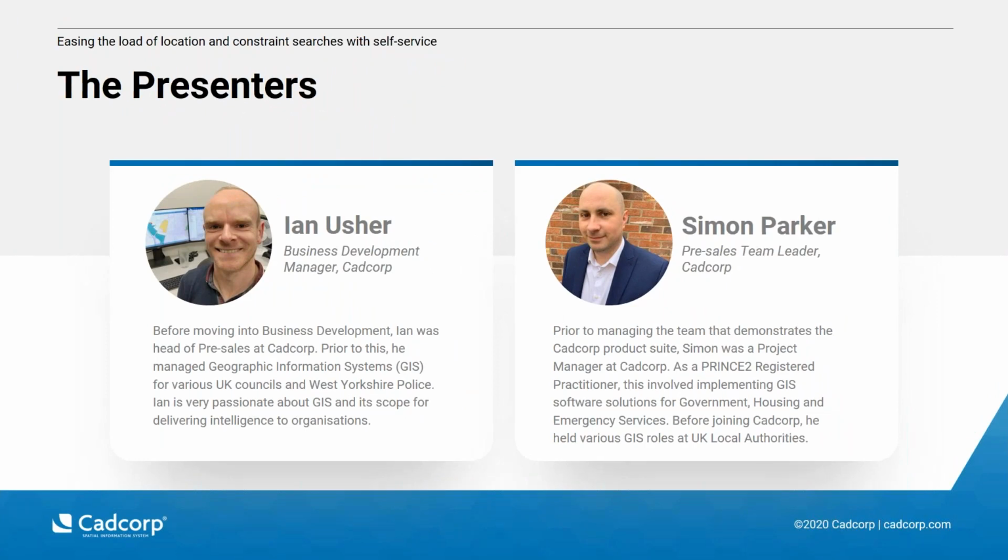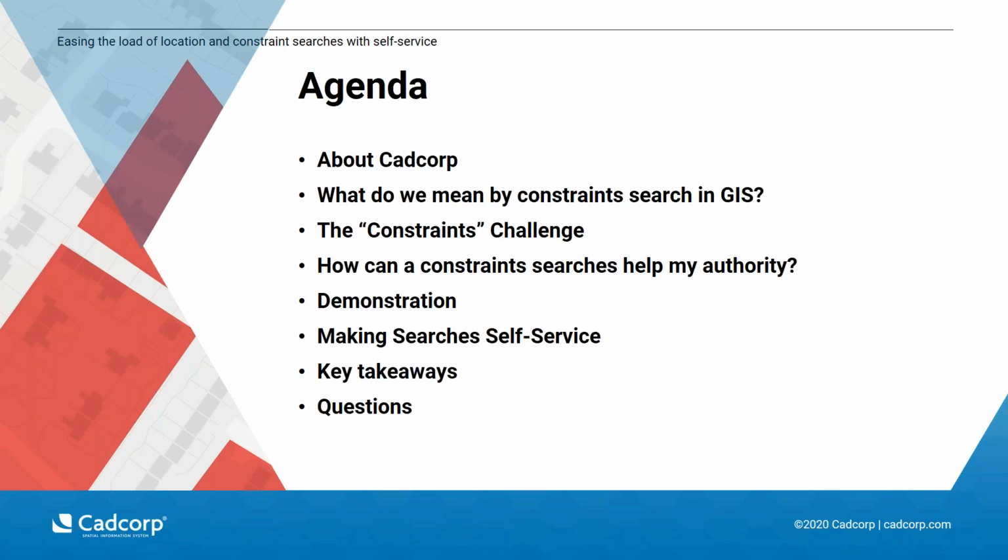Okay. So the agenda for today's webinar. We're going to start with a little slide about CAD Corp, as I can see some of you listening are new to CAD Corp. We're then going to take a step back and go back to basics. Briefly, we'll look at making sure that we're clear as to what a constraint search is, what the challenges are, and how they can help your authority. I'll then pass across to Simon to show you in practice how this is all done, and he's going to be demonstrating a product called Find It. And then, as we've said, we're going to follow up with questions at the end, and we'll get a few key takeaways as well.